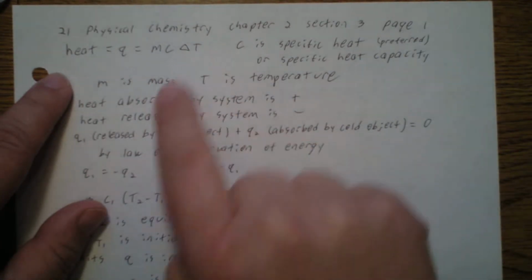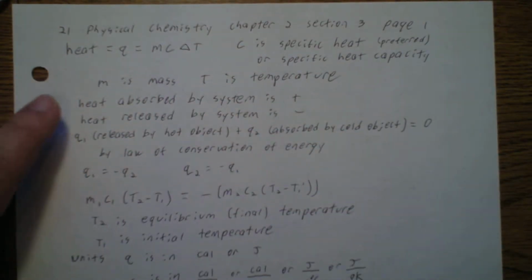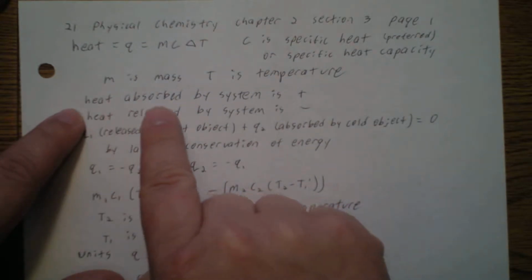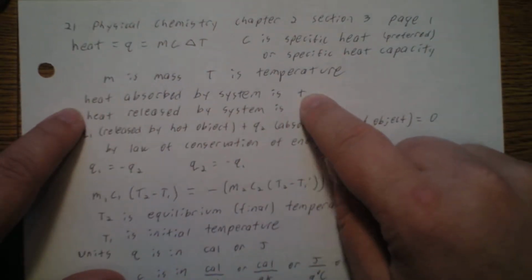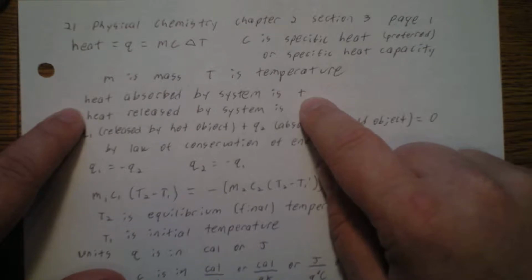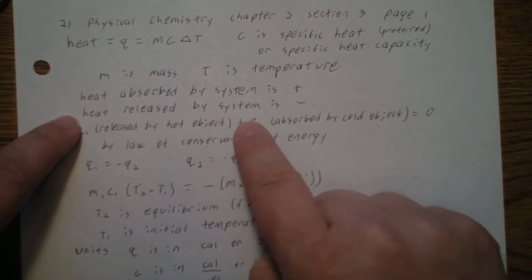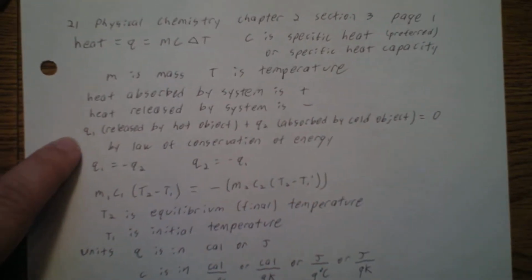So m is mass, ΔT is the change in temperature. So heat, remember, if it's absorbed by the system, is positive because that'll increase the energy inside the system. If heat is released by the system, it's going to be negative.